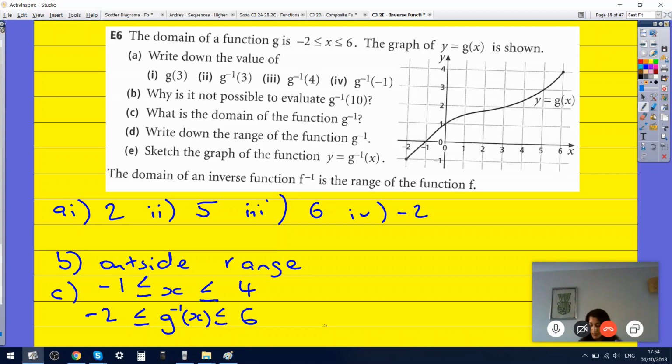And the easy way to do that is find the domain and the range for the function, and then for the inverse function you can just swap the x and y, because that's what an inverse function is. And then sketch the graph of y equals this. How would you do that?